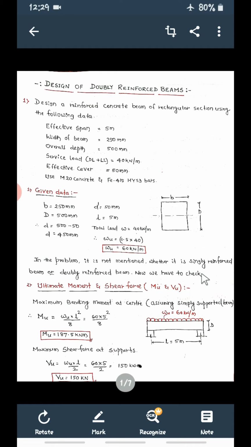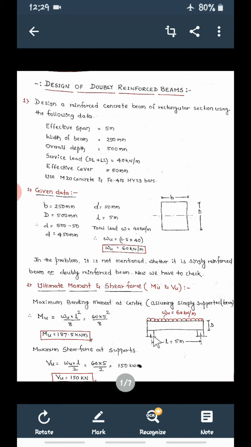So how are we going to check now? First calculate the bending moment. Directly you can calculate the ultimate moment and ultimate shear force, that is Mu and Vu. Maximum bending moment Mu and maximum shear force Vu.